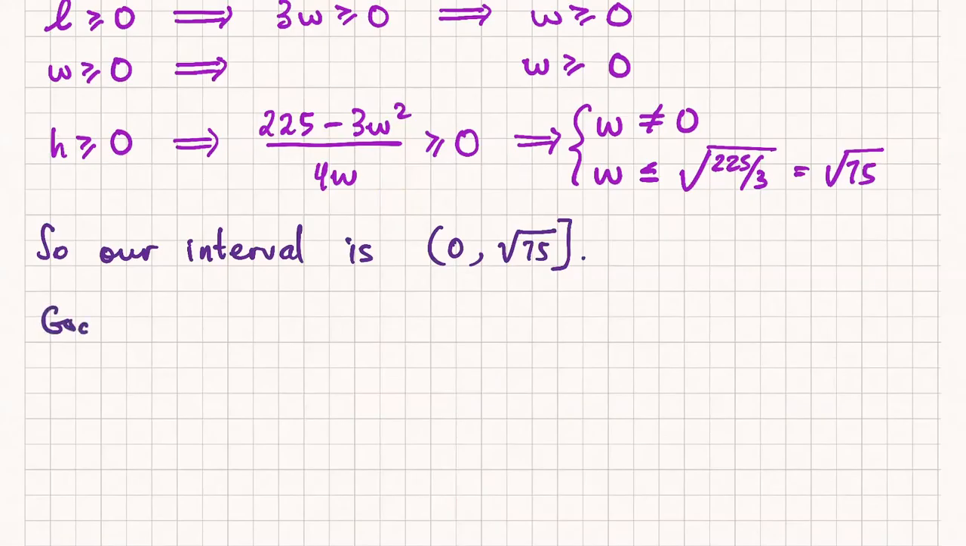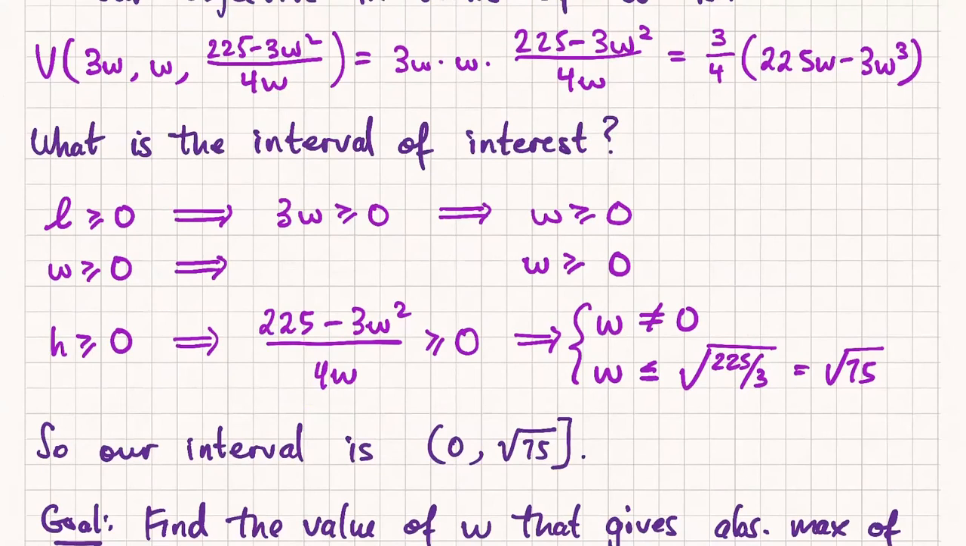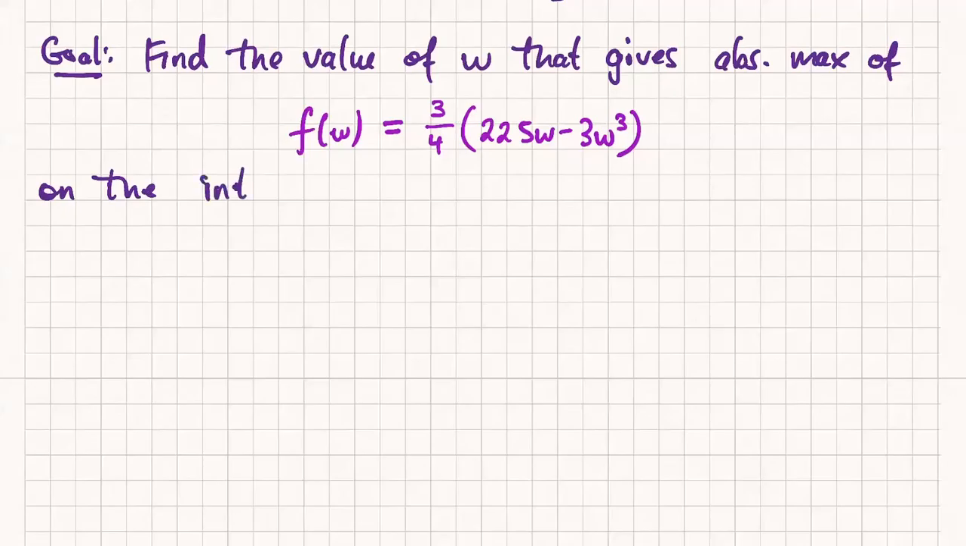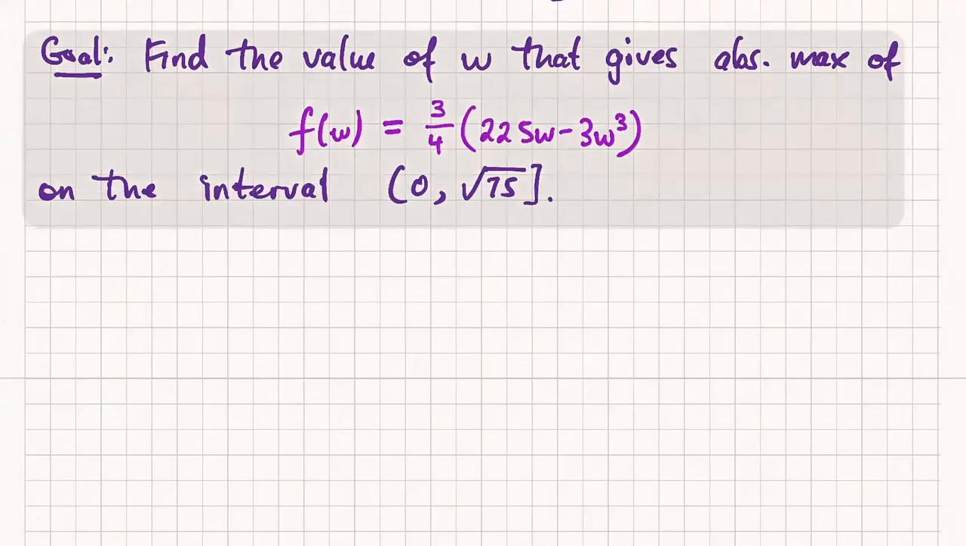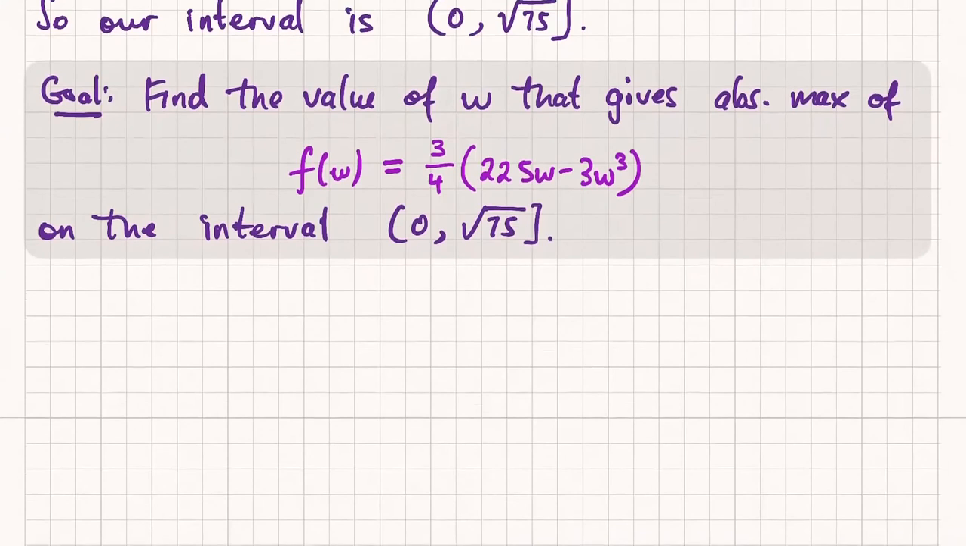In any event, let's write down our goal. So our goal is to find the dimensions of the box, right? So find the value of W that gives the largest volume, that gives the absolute maximum of my function. And we've almost forgotten about what the function was. The function was this thing up here, the volume, on the interval 0 to square root 75. Now, what's going to be really fun about this problem is the interval is actually not going to matter anyway. So all of that was for naught. But we have to actually see exactly why the interval is not going to matter.